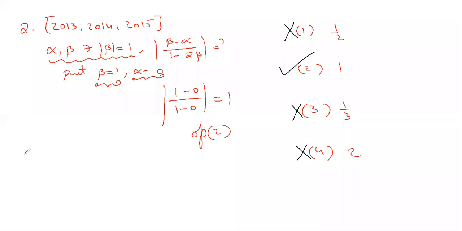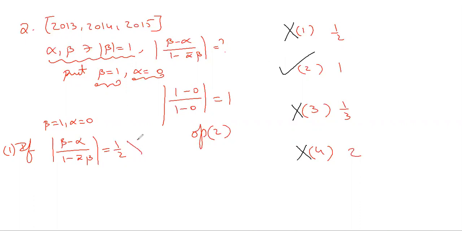In other words, suppose mod of (beta minus alpha) by (1 minus alpha bar beta) equals 1 by 2. Suppose this is true, suppose the first option is the correct answer. Then for beta equal to 1, alpha equal to 0 also, this value should be equal to 1 by 2. But for that particular set of values, beta equal to 1 and alpha equal to 0, this value is not equal to 1 by 2. That means we can't agree that for all values of alpha, beta satisfying this condition, 1 by 2 is the correct answer. So 1 by 2 is the wrong answer.